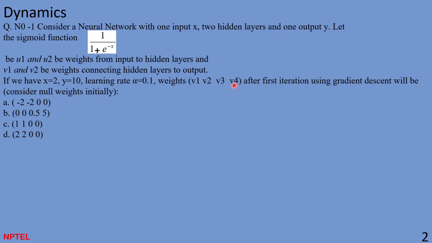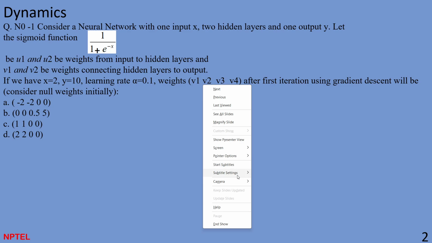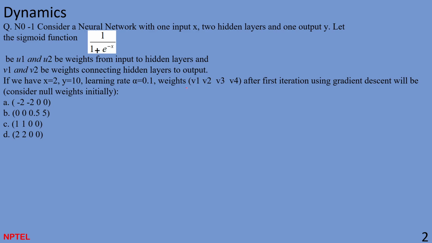It should not be v1, v2, v3, it should be something like v1, v2, u1. They are asking about the first iteration value. So how to solve this kind of problem? First, we need to know how the structure of the neural network looks. So this is how it will look.